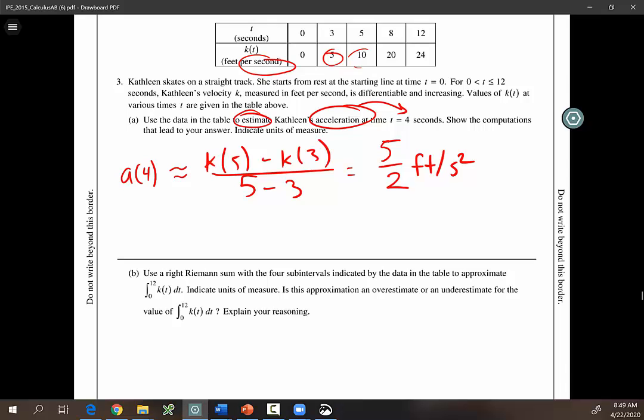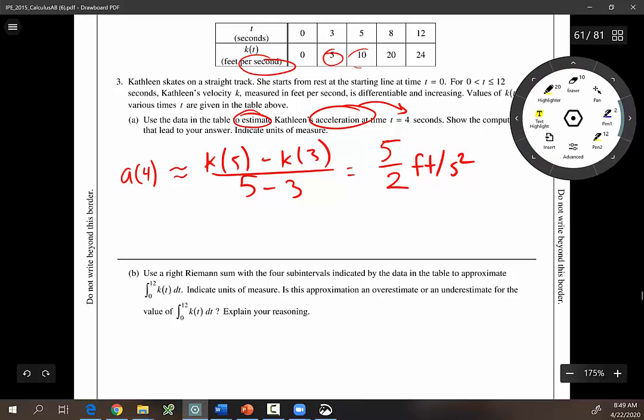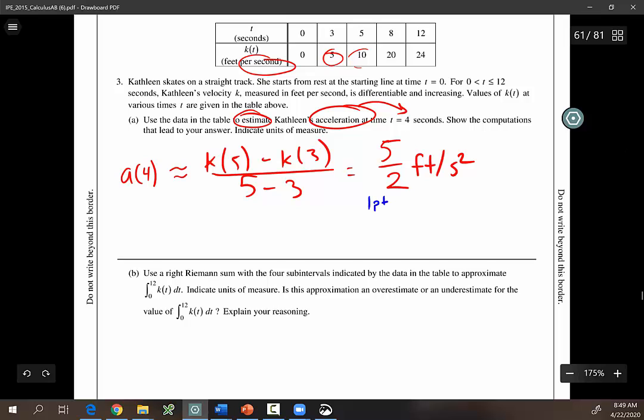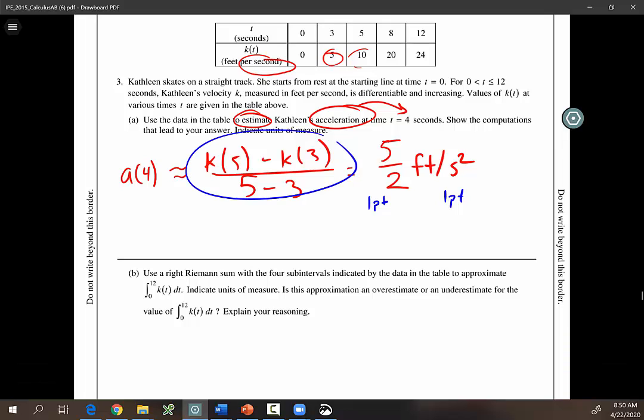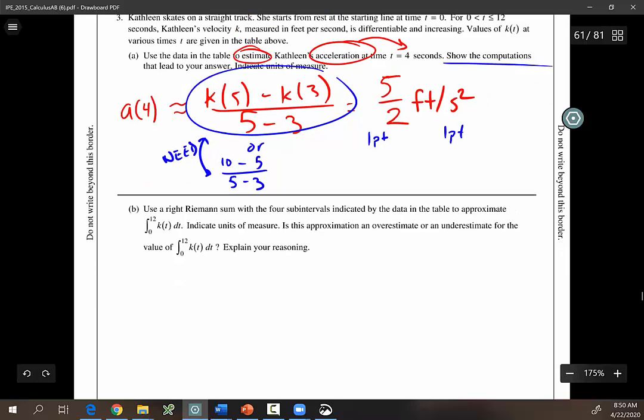You're not going to lose a point if you don't do that. The main thing is basically, on this question, they were giving you 1 point for the 5 halves and 1 point for the feet per second squared, but you're not going to get any points if you don't write this. Now, you don't have to write k of 5. You could have also written just 10 minus 5 over 5 minus 3, and they'll know where that came from. But basically, you need one of those, because they said show the computations.